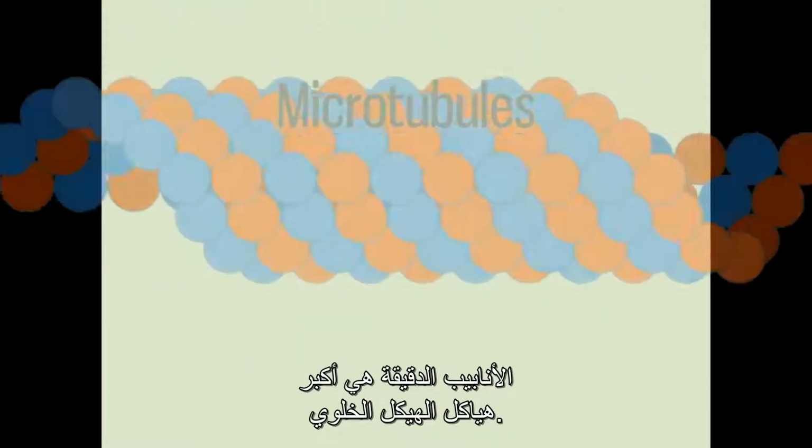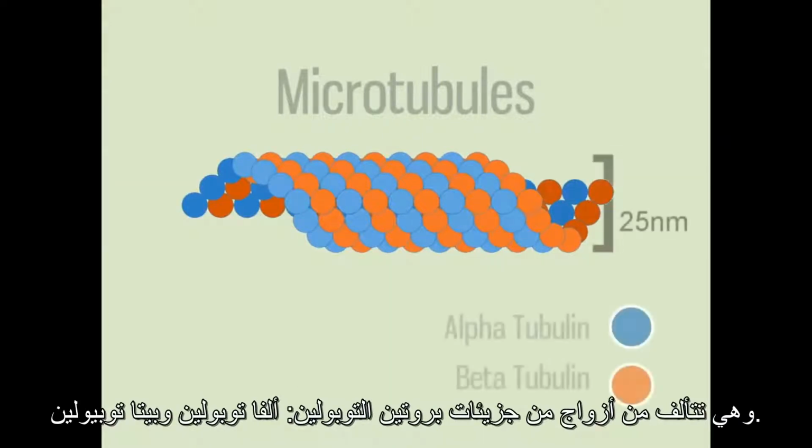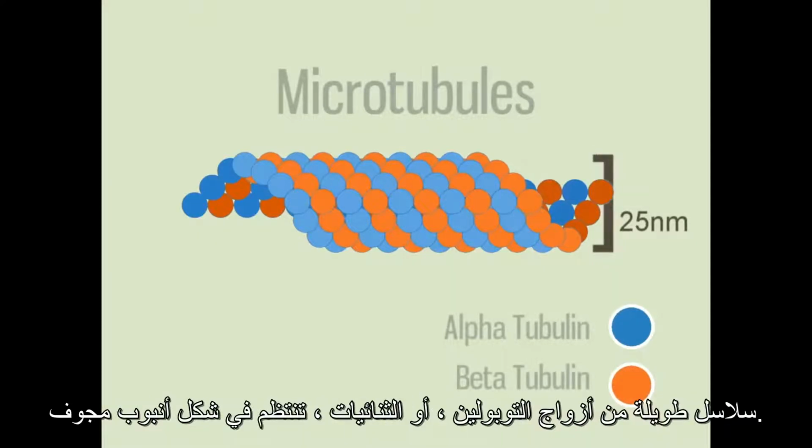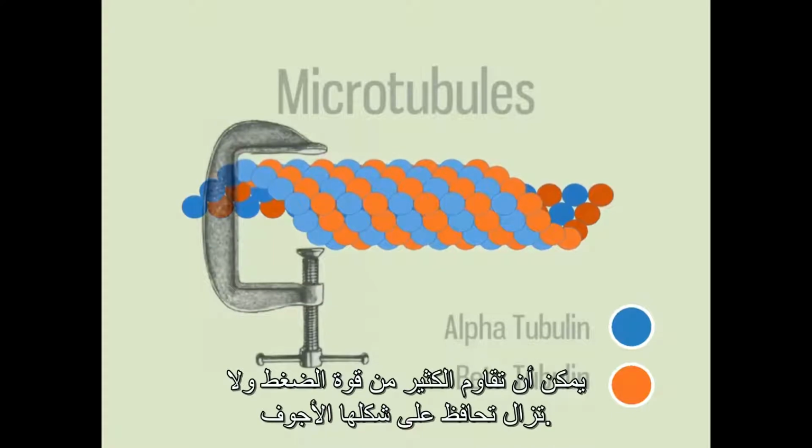Microtubules are the largest cytoskeletal structures. They are composed of pairs of tubulin protein molecules, alpha-tubulin and beta-tubulin. Long chains of tubulin pairs, or dimers, organize into a hollow tube shape. The shape of the tube gives it strength. It can resist a lot of compression force and still maintain its hollow shape.